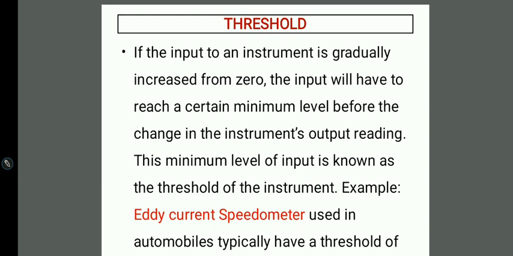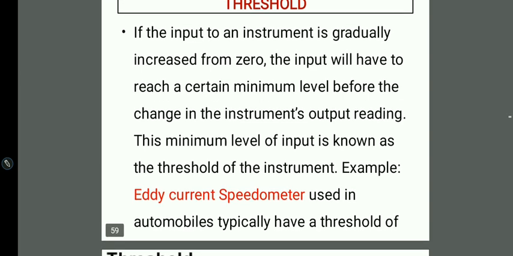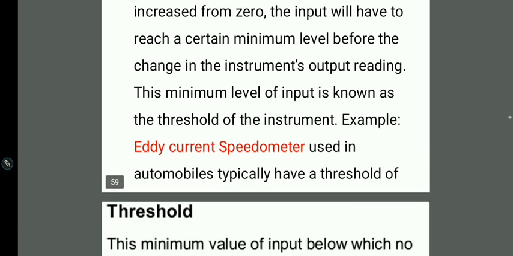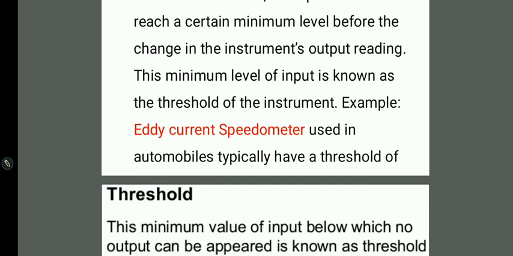That is, when we are giving an input to a particular instrument, we will observe that there will be no output till the input has reached some particular value. So up to that particular value, there will not be any output. So that is what is called threshold limit of the instrument. For example, the eddy current speedometer used in automobiles. You can observe this threshold in that, because only after reaching a certain input value, we will observe an output reading. That is, the instrument has some threshold limit.